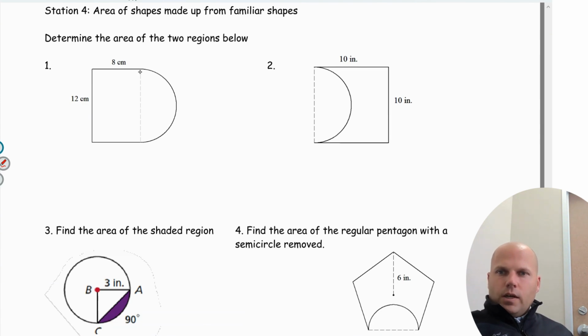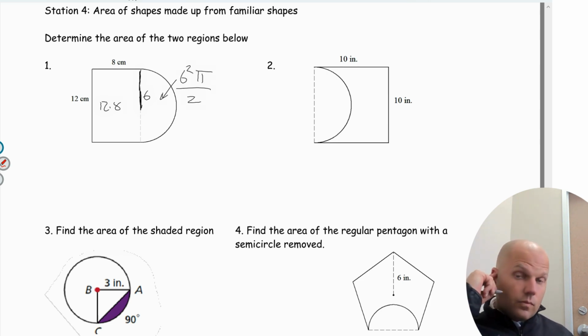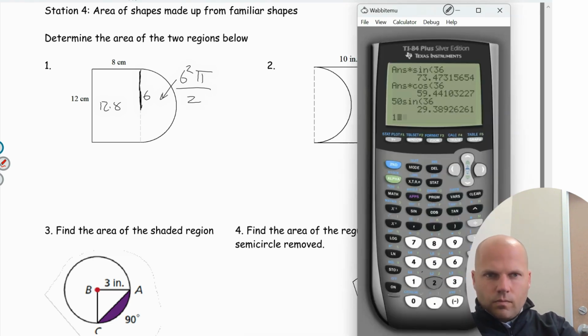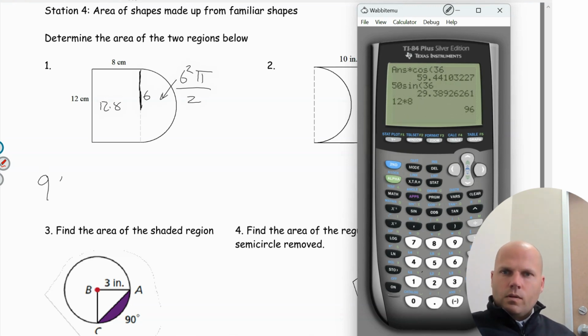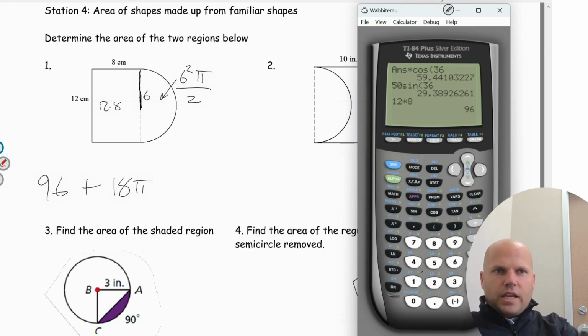All right, cool. This is a semicircle. The radius is 6. Area. I'll have a 12 times an 8 here, and I'll have a r squared pi half. Add those together. Good. 12 times 8 is 96. And then plus 18 pi. Plug that into your calculator if you need to, but you're better than that.